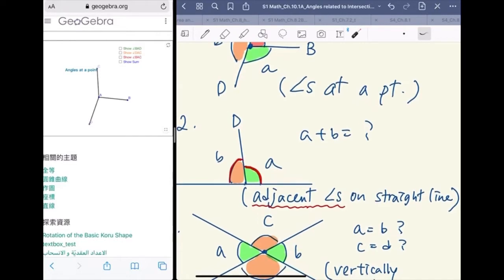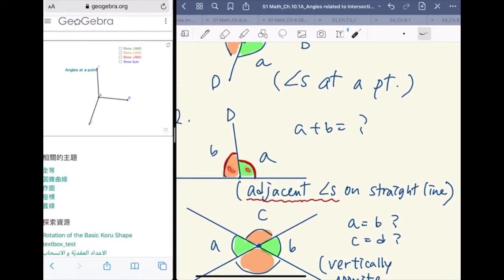Second one, two angles on a straight line. These two angles stay next to each other. A is the neighbor of B, and B is also the neighbor of A. In English we call it adjacent angles. 咁中文就叫鄰角。On the straight line, so you guess, what is the sum of these two angles?